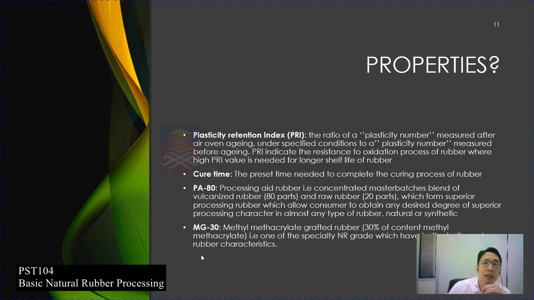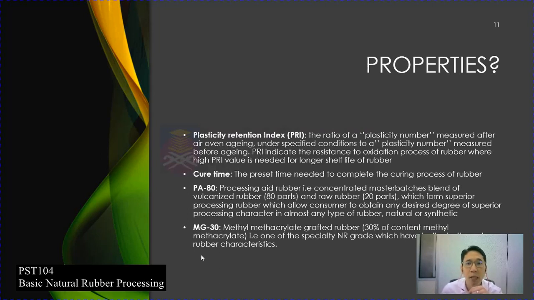The property PRI, or plasticity retention index, is the ratio of the plasticity number measured after air oven aging under specified conditions to the plasticity number measured before aging. PRI indicates the resistance of rubber to the oxidation process. For storage, you need a high PRI value for a longer shelf life.